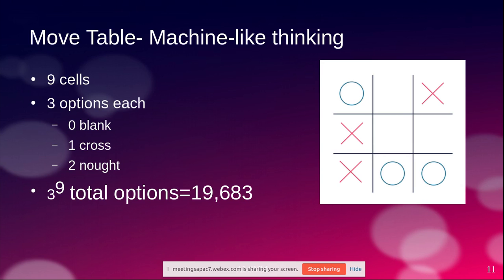cells. If you start thinking like a machine, then you talk about everything in terms of numbers. There are three options for each cell. The cell can be blank, or contain a cross, or contain a knot. So we can represent blank with a 0, cross with a 1, and knot with a 2. Then this configuration of the board can be represented as 2 0 1 1 0 0 1 2 2. That's a 9-digit combination we can use to represent this board combination.